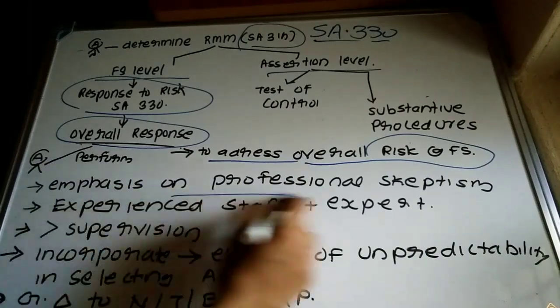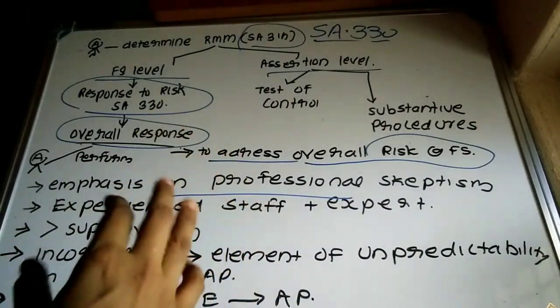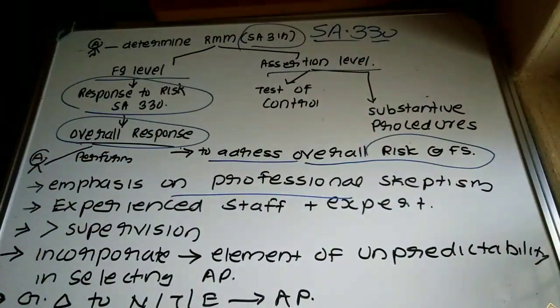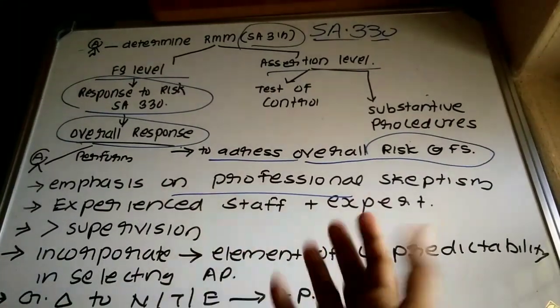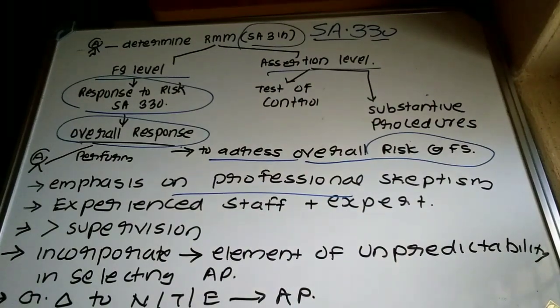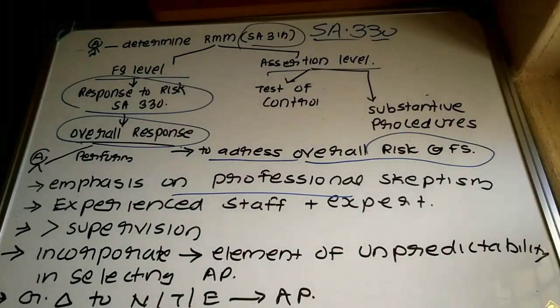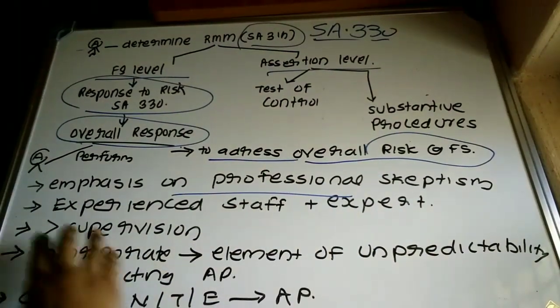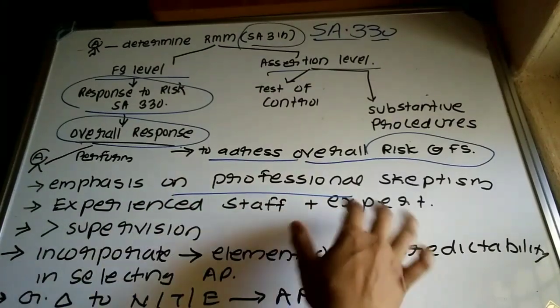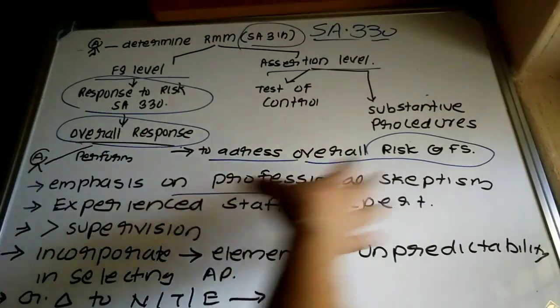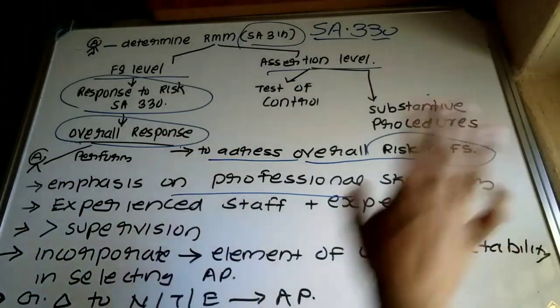The auditor should give emphasis to professional skepticism. That is, the engagement partner should communicate with the team members that they should exercise professional skepticism, that is, a questioning mind, critical reasoning, etc. Fraud or risk of material misstatement may or may not exist; whether it exists or not, in both conditions the auditor should exercise professional skepticism. That is, the auditor has to assume that some risk of material misstatement exists and perform audit procedures. Then the auditor may employ experienced staff and experts for the purpose of addressing the overall risk at the financial statement level.